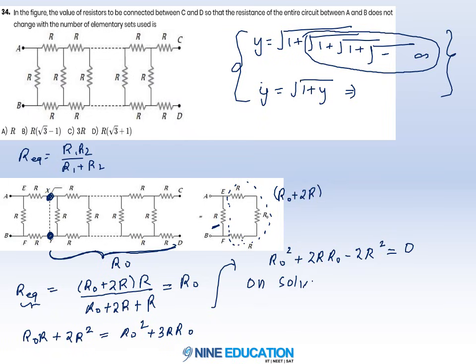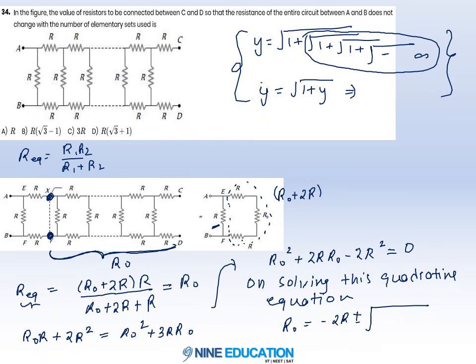On solving this quadratic equation, you will get R naught equals minus 2R plus minus under root b square, which is 4R square, minus 4ac, where a is 1, c is minus 2R square, upon 2. So from here, the negative value of R naught is not possible, so you will get R under root 3 minus 1. So this is the correct option for this question.